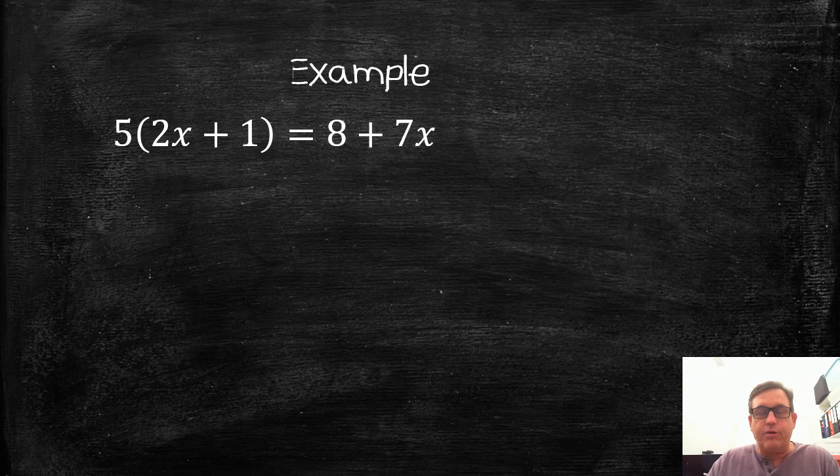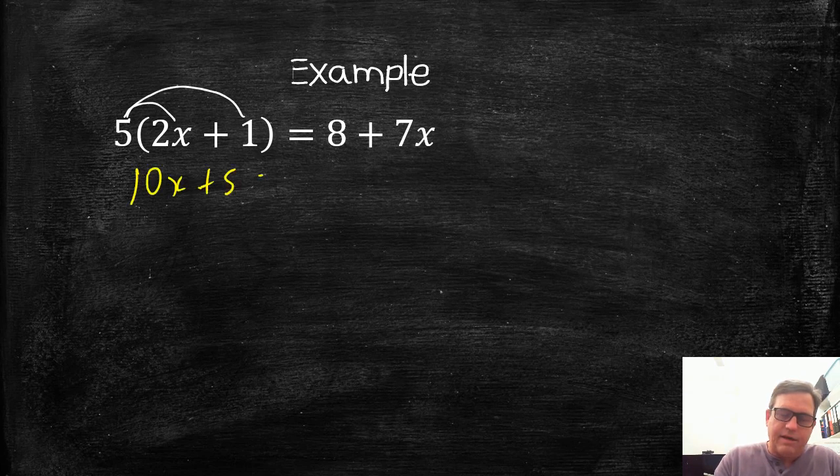Okay, next example. Similar thing, x is on both sides. I've got 5 times that bracket. I really don't want to divide that by 5, so let's get rid of the bracket. If we do that, we get 10x plus 5 equals 8 plus 7x.